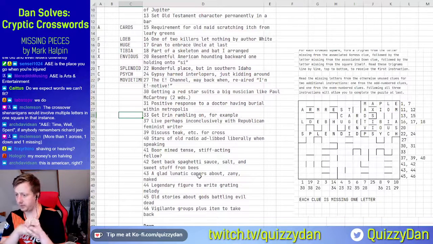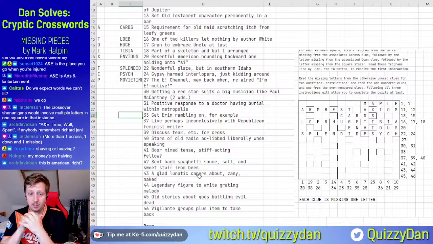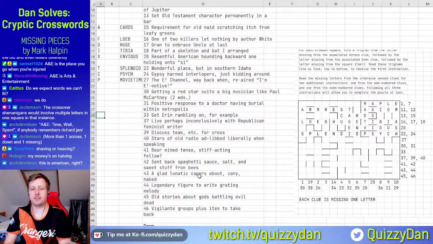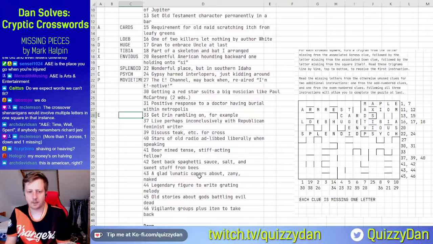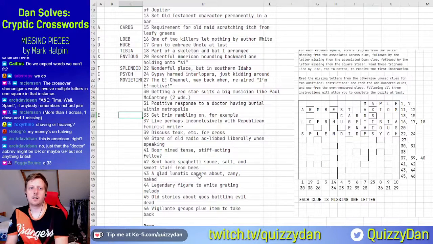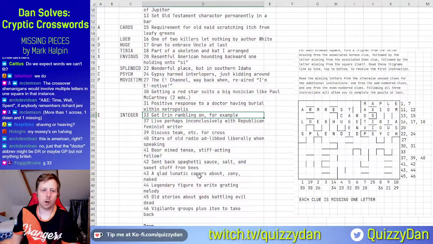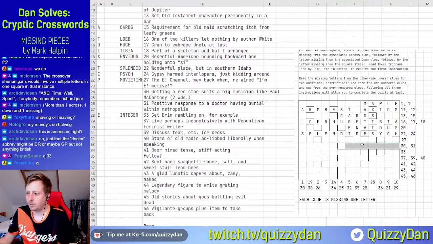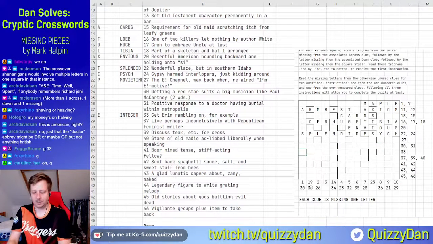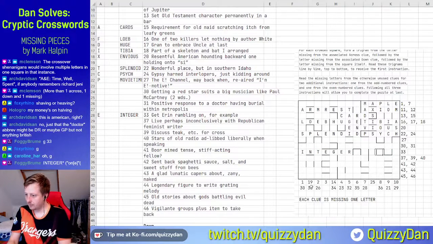33 across. 7 letters. Get Erin rambling on, for example. Yes, got it. This is missing an E. Foggy, what do you think this one is? It's missing an E because I think it's 1 instead of on. And I'm hoping that Foggy says integer. Yes. Good.